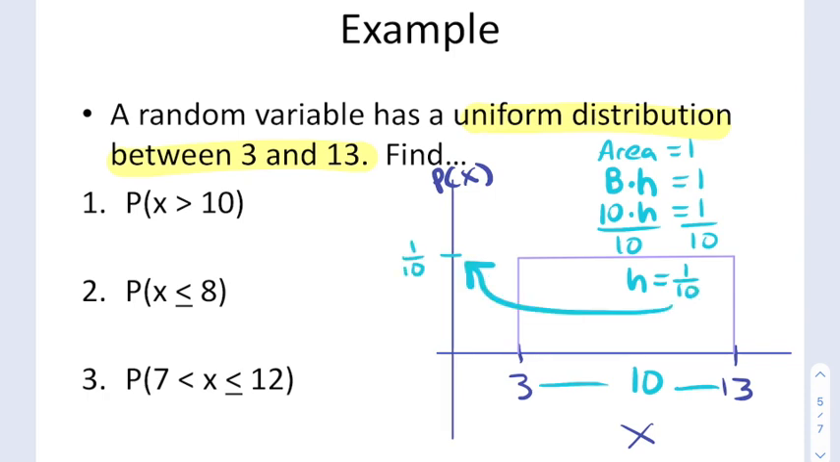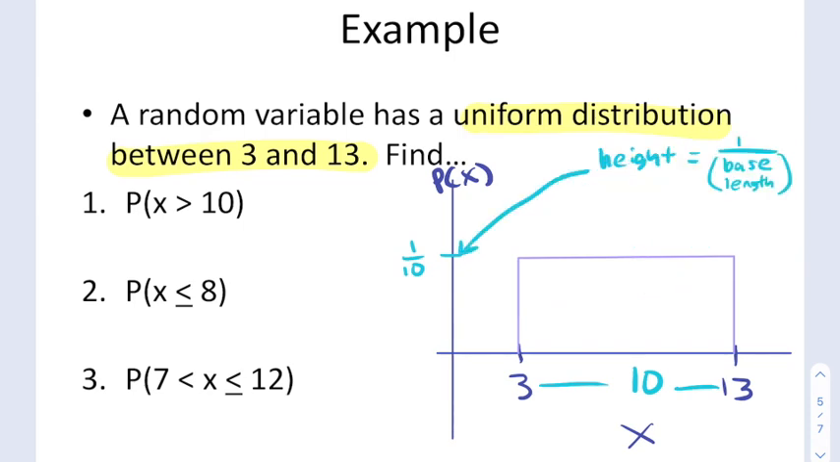Now, the trick, so you don't have to think that hard every time, is that the height will always be 1 divided by the base length, because the area will always be 1, so to calculate the height, you'll always just divide by whatever this base number is. And remember, we got that by doing 13 minus 3, the numbers from the base.